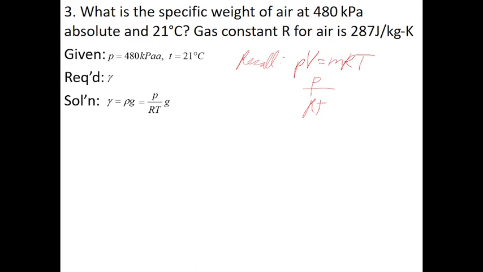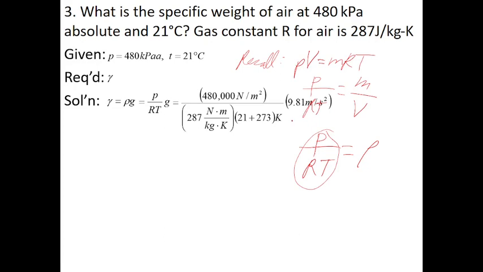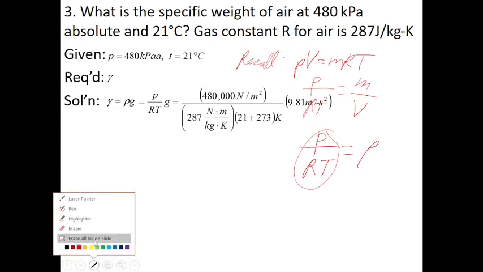Rearranging this equation, PV equals MRT. PV over RT equals M over V, right? So M over V equals P over RT. M over V is the density of the substance, denoted by rho. That's why rho is now replaced by P over RT. Okay? So this is a lesson in thermodynamics, right?